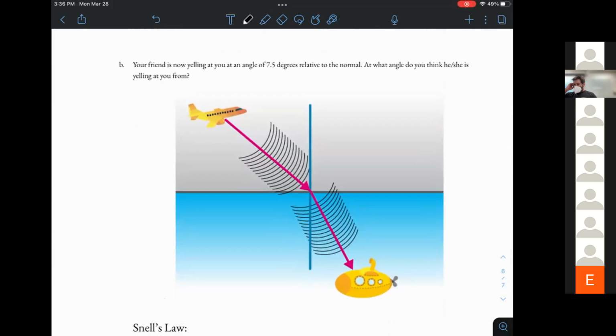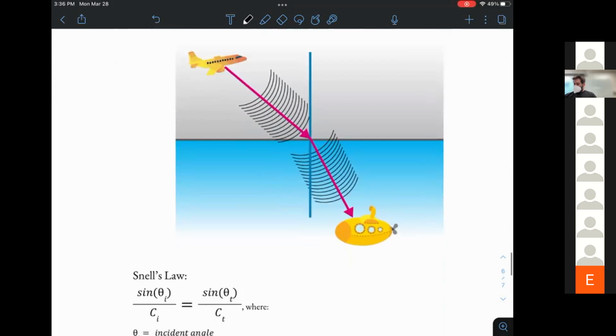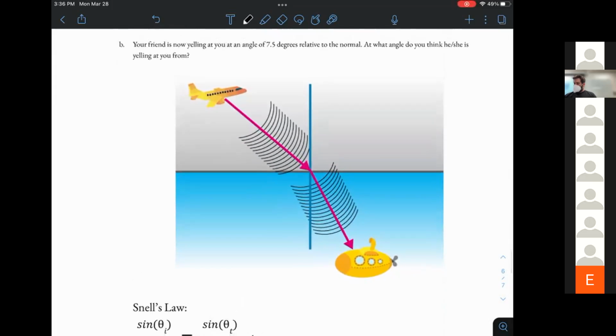Your friend is now yelling at you at an angle, and I found this adorable picture online with the yellow submarine in it, of 7.5 degrees relative to the normal. At what angle do you think he or she is yelling from?